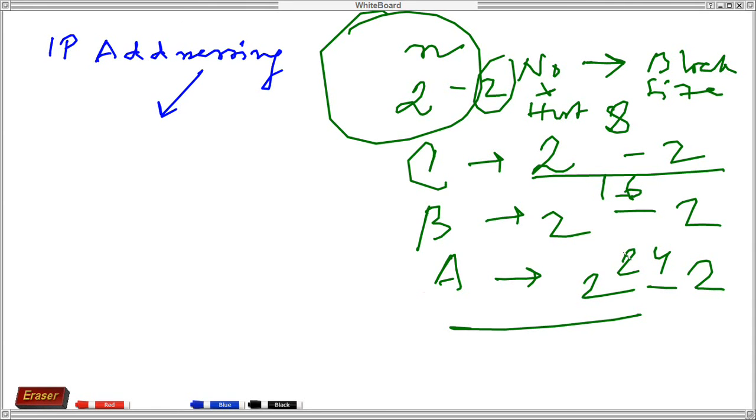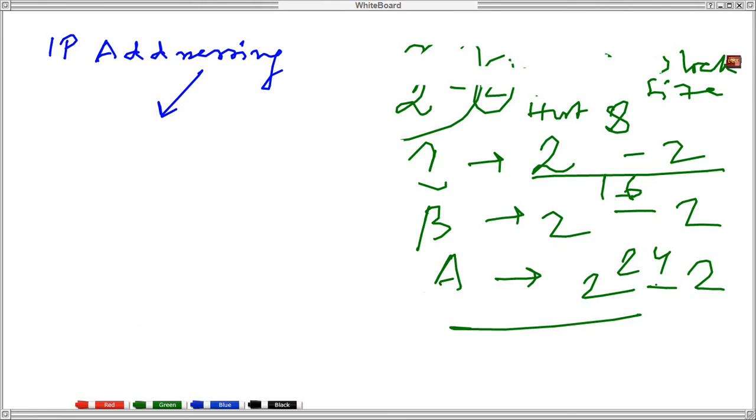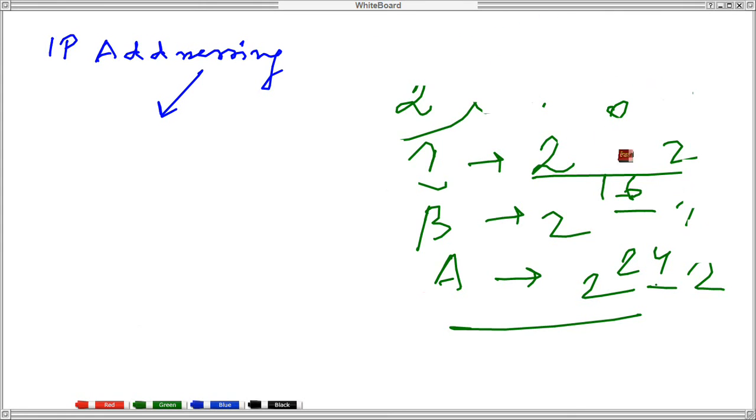So that is the major problem: why should I go for a fixed length? I may require a block size of 2 to the power 4. So for that, there is a concept of classless IP addressing. In classless IP addressing, there is the concept of CIDR and VLSM. CIDR is classless inter-domain routing, and VLSM is variable length subnet mask.